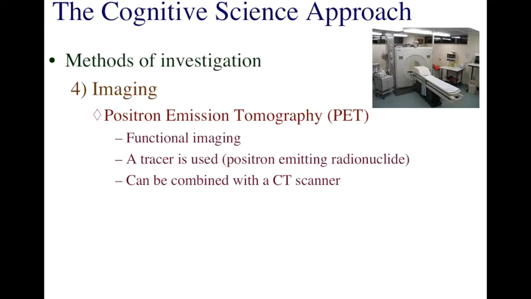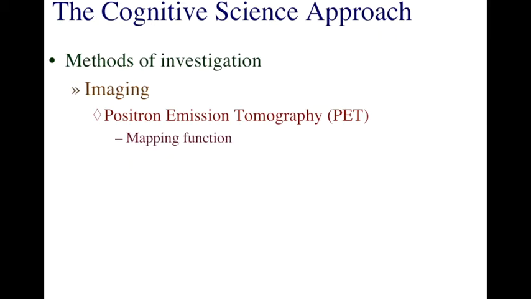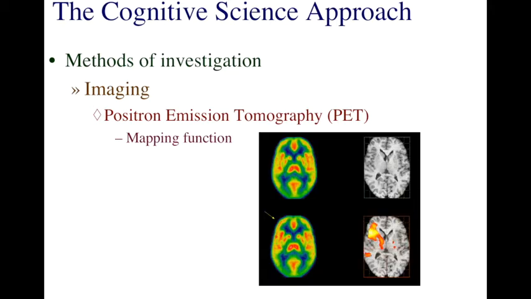You can combine this then with a CT scanner and have location information about the precise parts of the brain that are involved in the processing. Here's an example. On the left column, we have original PET images of the regional cerebral blood flow of a participant who is at rest. These are the top two images.